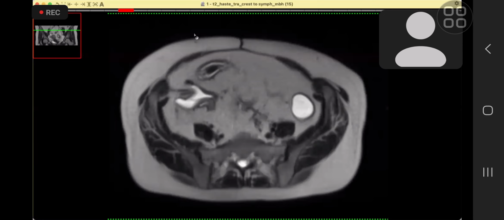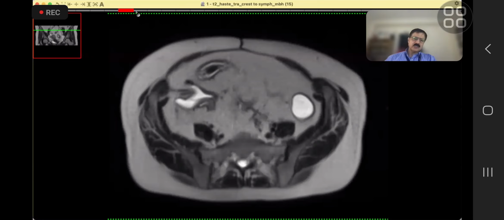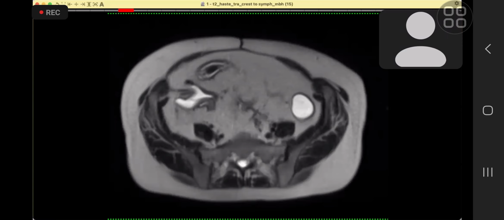I'm also checking the... Just one second, please. Leave the mouse. Yes, leave the mouse. Dr.